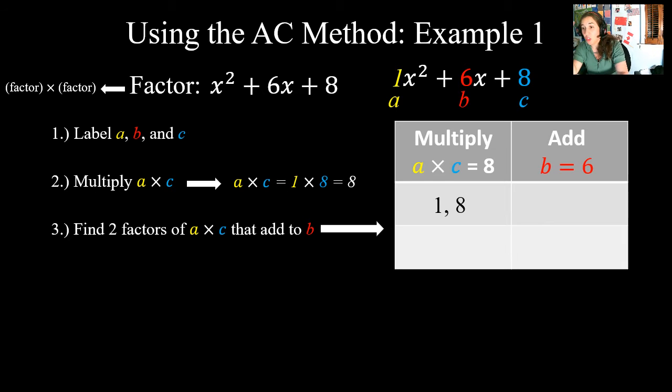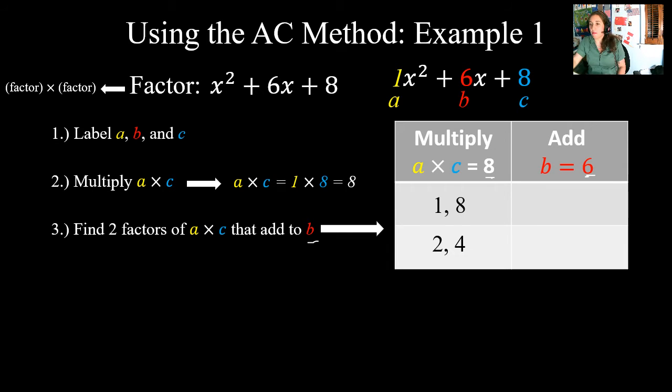Okay, and then I move to 2. Can we divide 8 by 2 evenly? Well, we can, right? 8 divided by 2 is 4. So my next pair of factors is going to be 2 and 4. And then I'd move to 3. Does 8 divide by 3? No, it doesn't. Does 8 divide by 4? It does, right? 8 divided by 4 is 2, but we already have that pairing, so we can stop, all right? Those are all the factors of 8. So remember, I'm looking for factors of A times C, so factors of 8, that add to B, that add to 6. So now I'm going to move over.